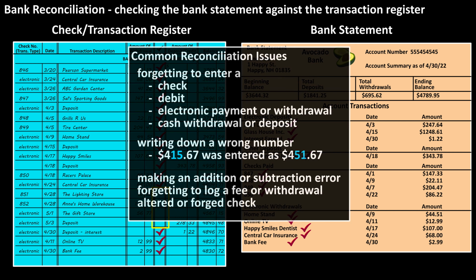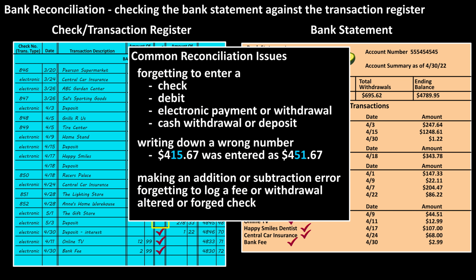Some common reconciliation problems include forgetting to enter a check, debit, electronic payment, or cash withdrawal, writing the wrong number down. For instance, a debit of $415.67 was entered into the register as $451.67. So the 5 and the 1 were switched around. Another common issue is making an addition or subtraction error on the register, forgetting to log a bank fee or automatic monthly withdrawal, such as from a subscription service, and having an altered or forged check. And that is the basics on the bank reconciliation process.